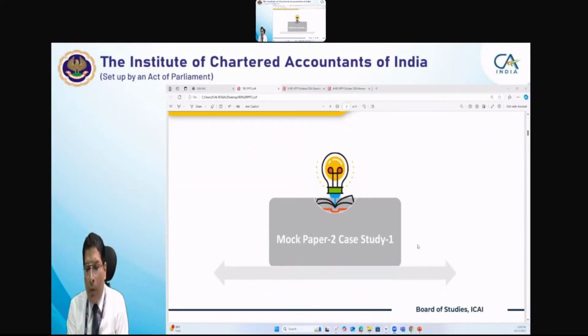Now, first I will discuss with you Mock Test Paper 2, Case Study 1. After this, I will discuss with you how to tackle this exam. Before going through this case study, there are some concepts which are necessary to understand.